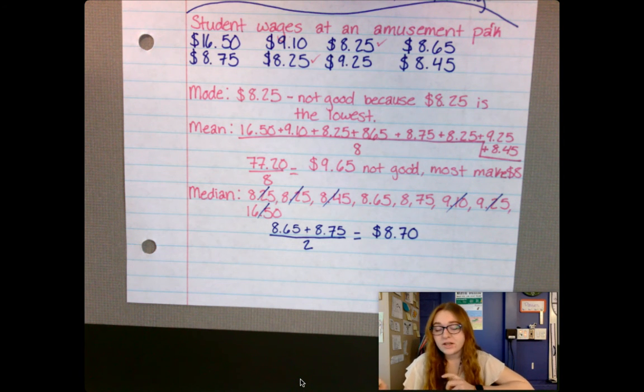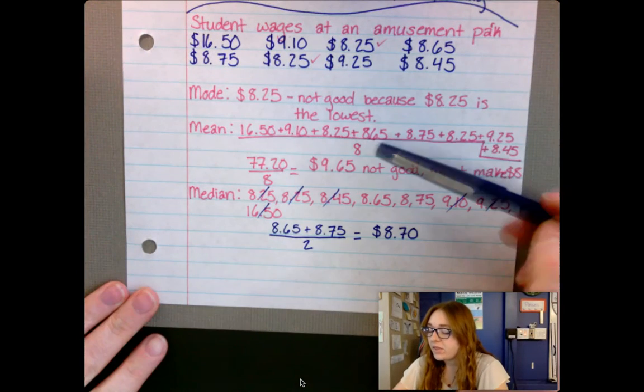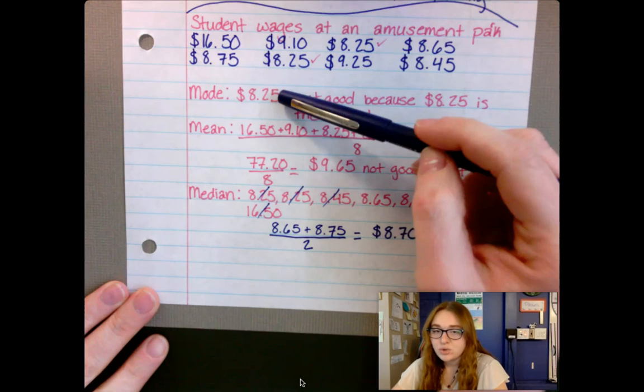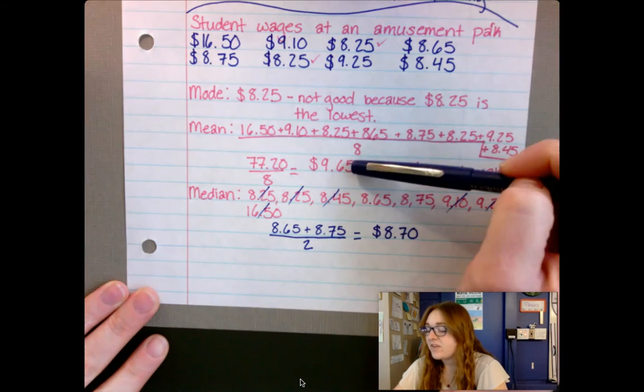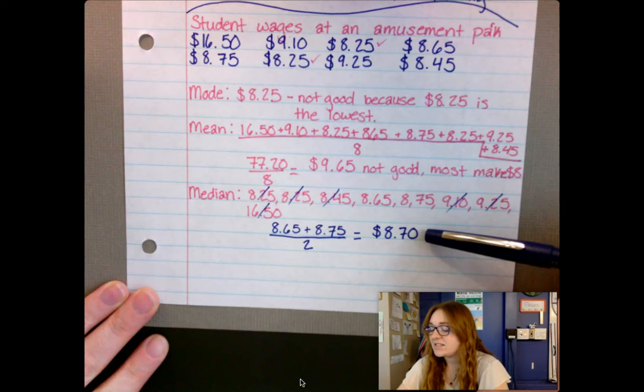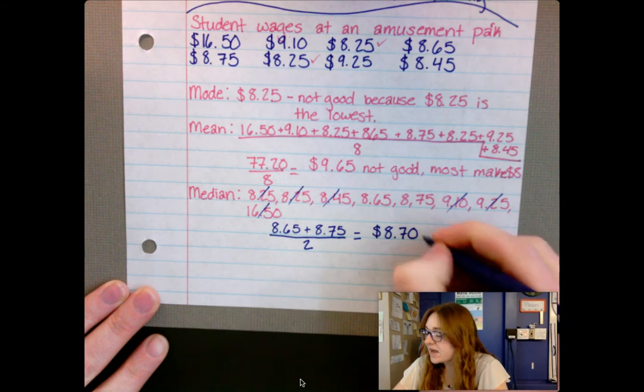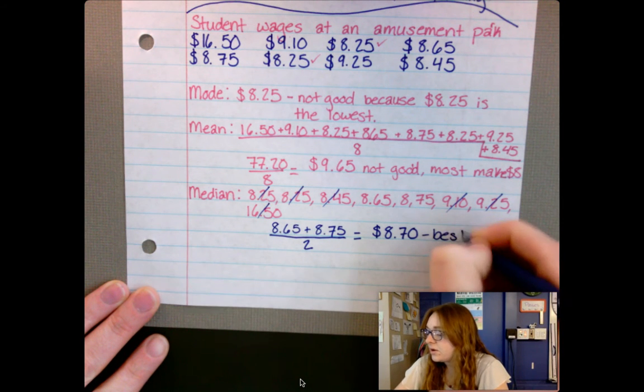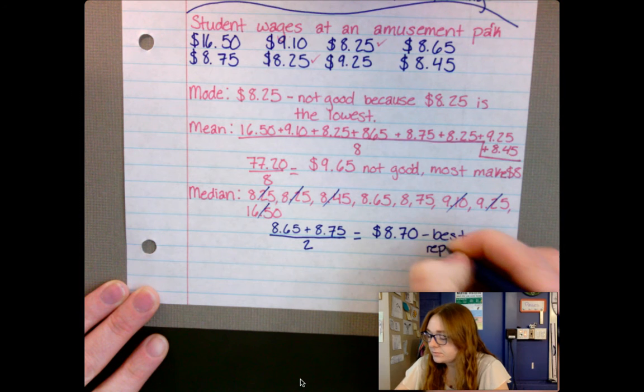Which I think is the best representation of the data that we have seen so far, because it's within $8 that most of our kiddos are making, and it is not the lowest value. So out of the 3 that we've seen of $8.25 and $9.65, I think that $8.70 is the best. So I'm going to write down best representation.